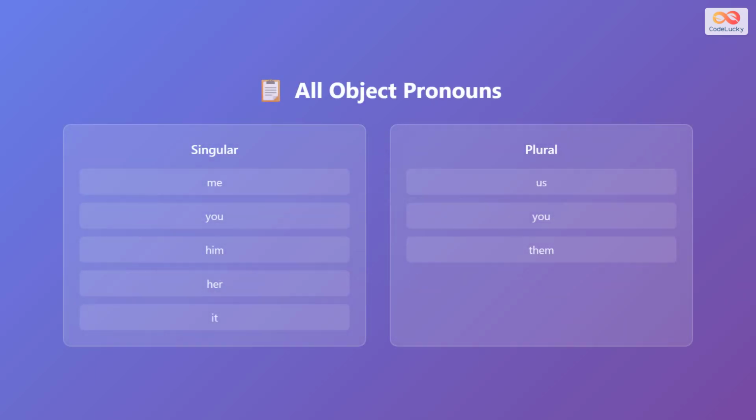Here are all the object pronouns in English. In the singular form, we have me, you, him, her, and it. In the plural form, we have us, you, and them. Notice that some pronouns like you remain the same in both singular and plural forms.